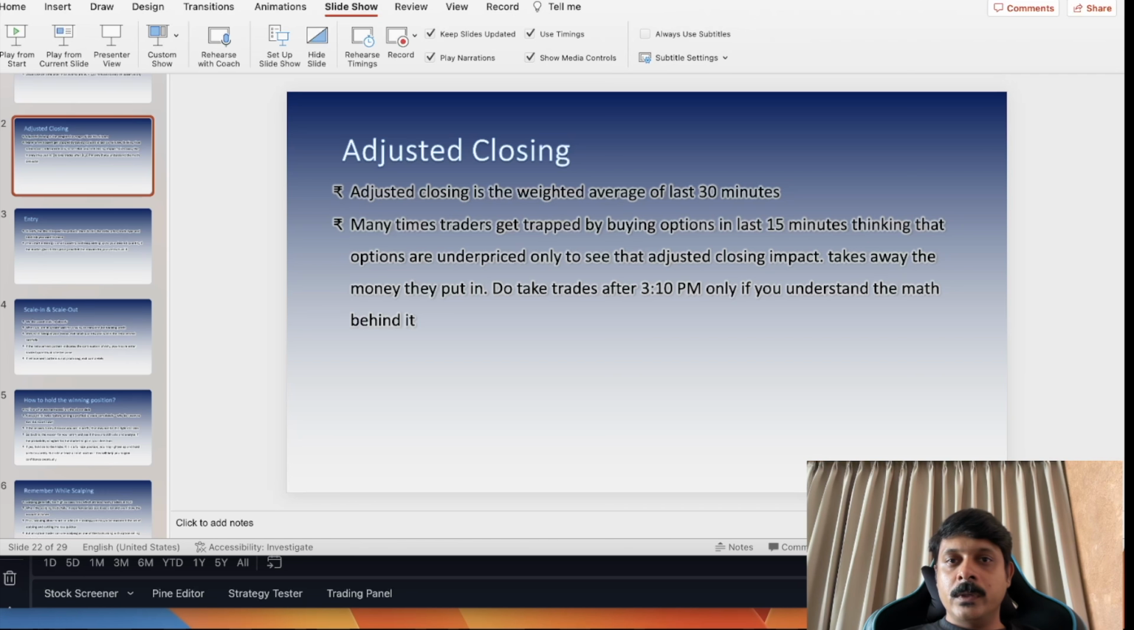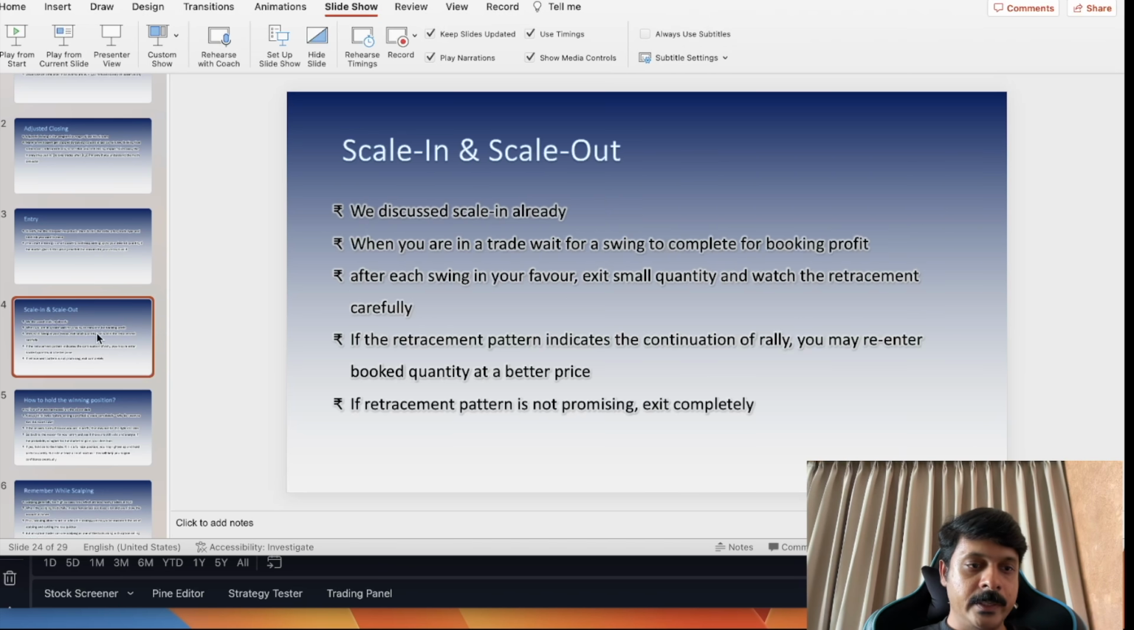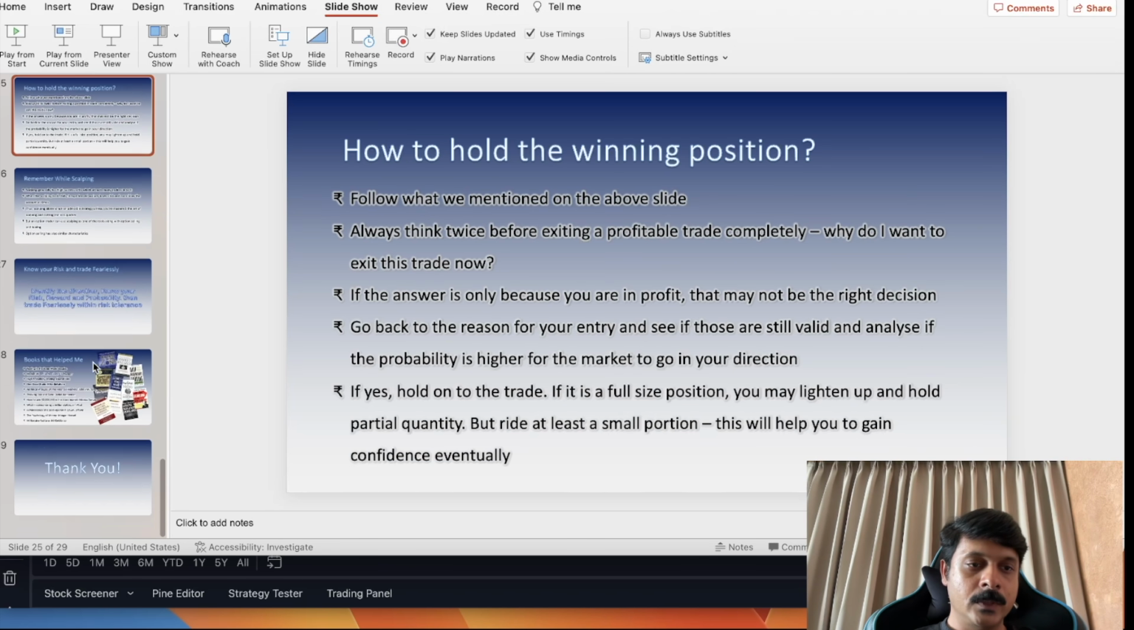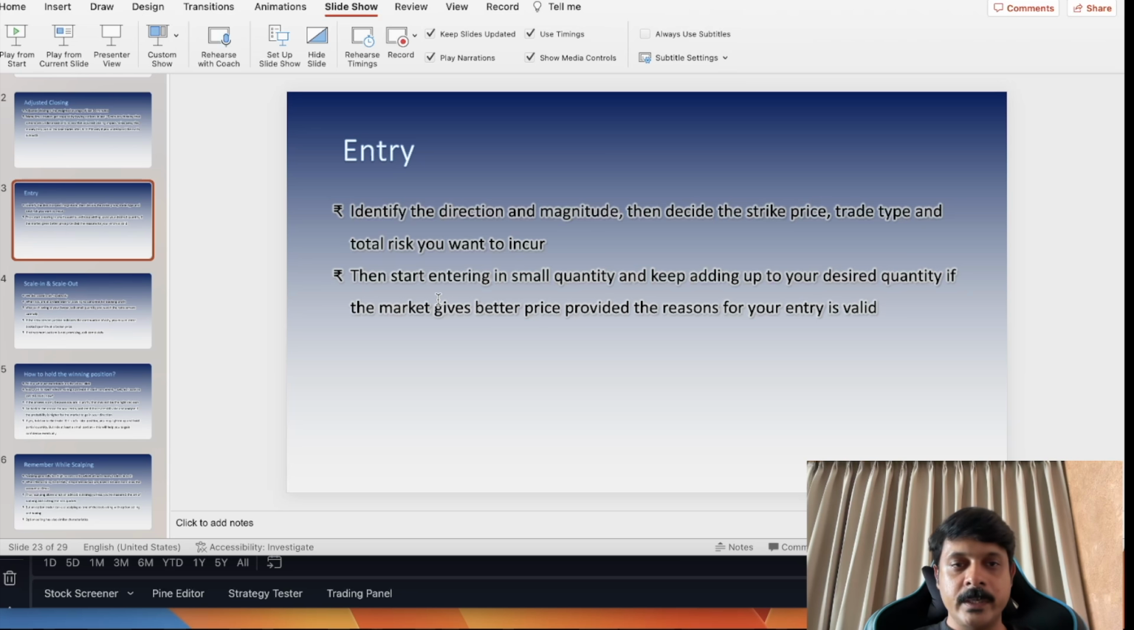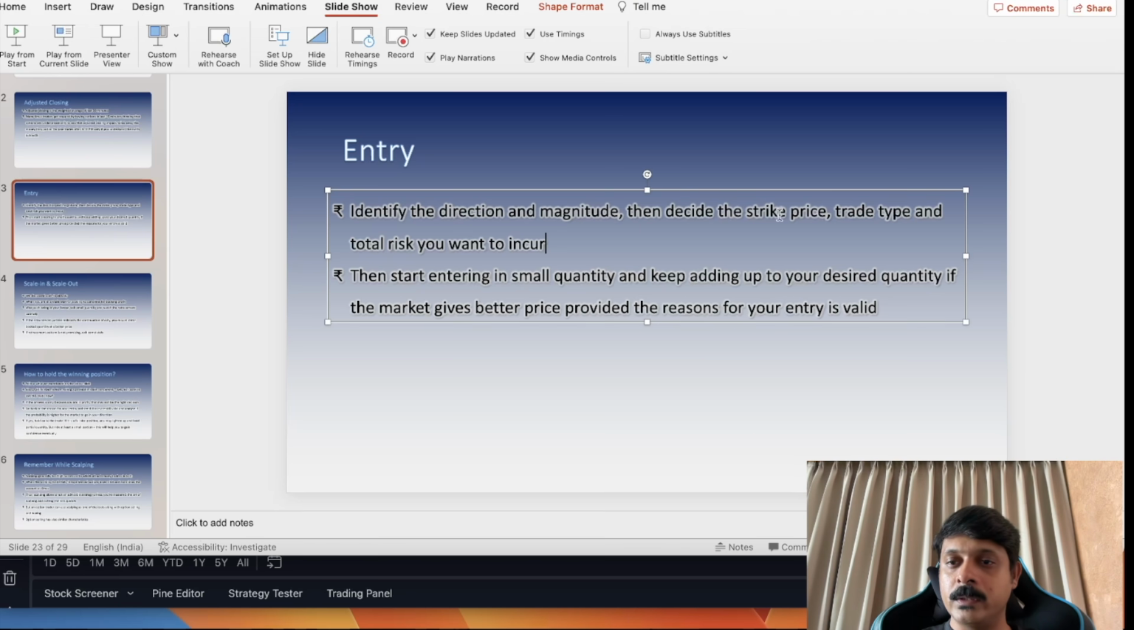Okay, so next we will talk about my entry and exit. For entry, there is nothing much that I do. Identify the direction and magnitude, then decide the strike price, trade type, and the total risk you want to incur. This is most important, the total risk you want to incur. Then start entering in small quantities and keep adding up to your desired quantity if the market gives a better price, provided the reason for your entry is valid.